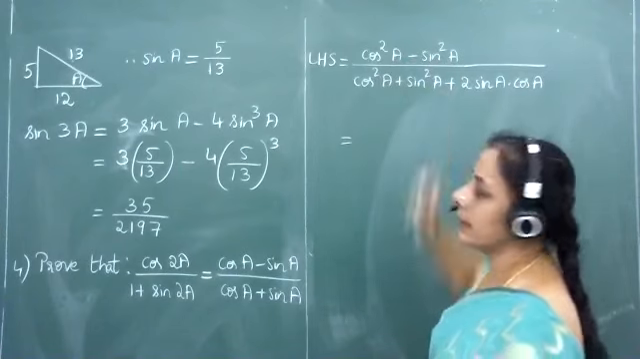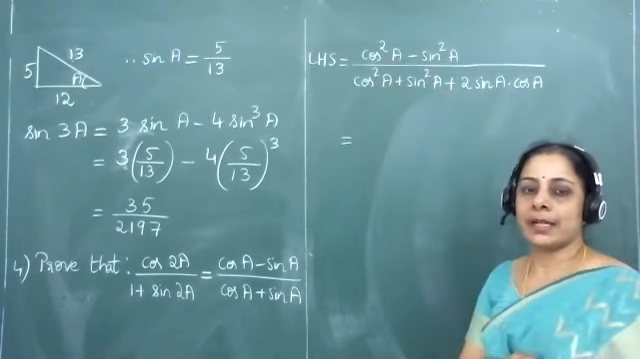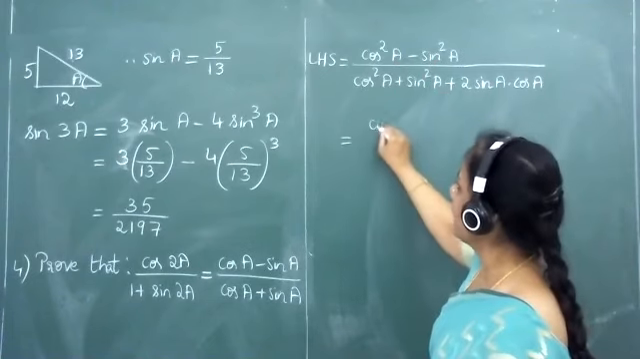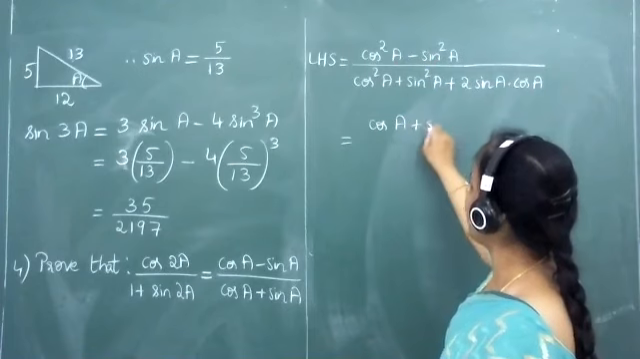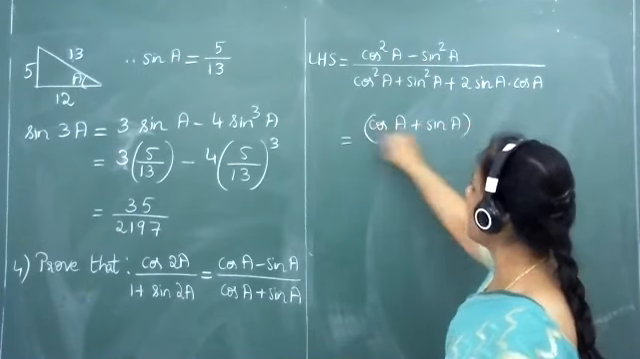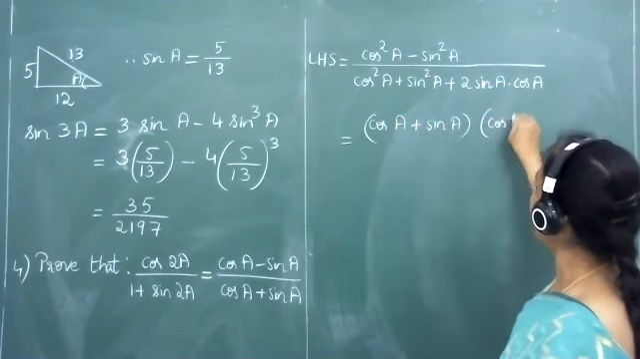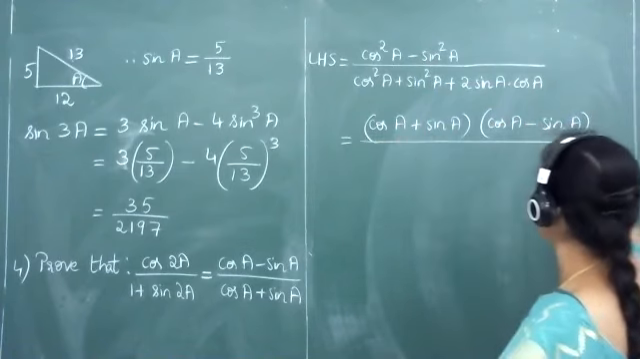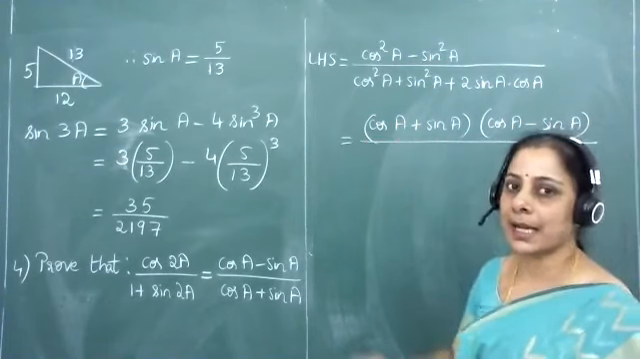Now in the numerator, cos squared a minus sin squared a is in the form a squared minus b squared, which factorizes to a plus b into a minus b. And here the factors will be cos a plus sin a into cos a minus sin a.